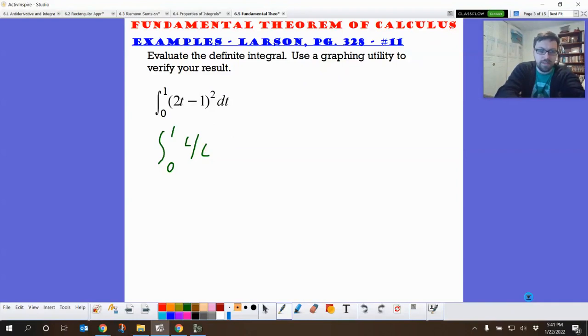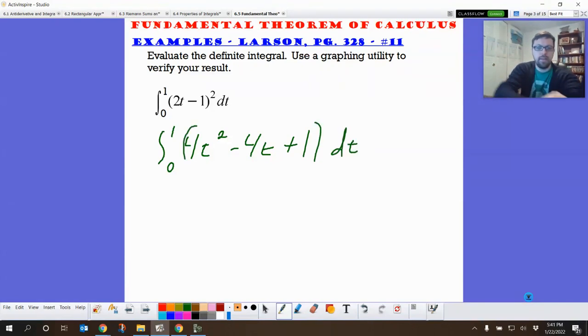Ooh, that's an ugly t. Minus 4t plus 1 dt. I think I followed that properly. Checking my notes, making sure I did that right. It just feels bad in my bones. Oh, no, it's right. My bones are good.